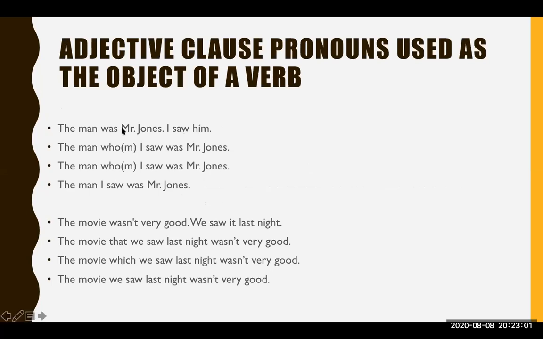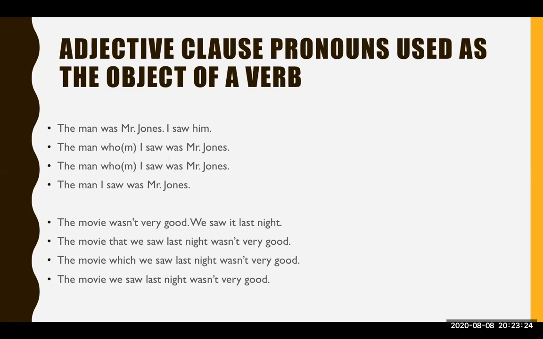Okay, so the man was Mr. Jones. I saw him. So the repeated thing here is in the second sentence. That's the part we want to make part of the adjective clause. I saw him. Him is an object. We have many options here. Look at this. The man whom, for object, whom I saw was Mr. Jones.